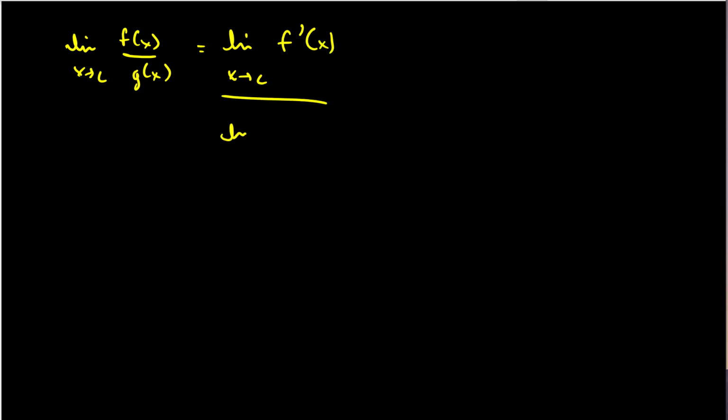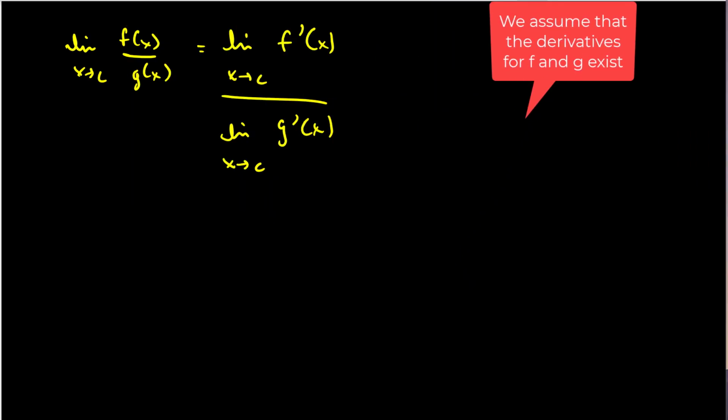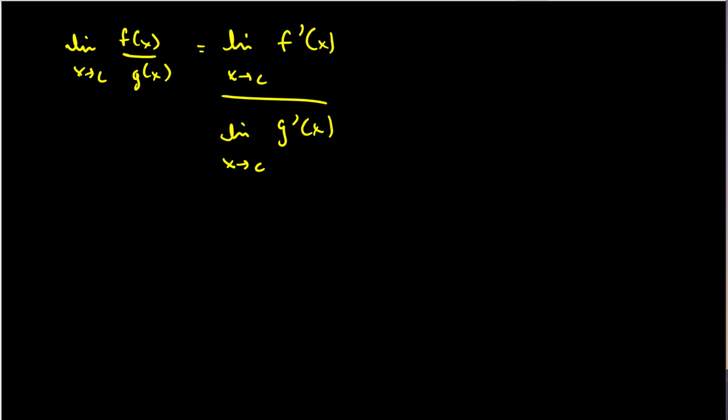So L'Hopital's rule basically tells us that if we take the limit as x tends to c of f of x over g of x, this is the same as taking the limit as x tends to c of f prime of x all over the limit as x tends to c of g prime of x. So basically it's telling us that if we're taking the limit as x tends to c of f of x over g of x and we encounter a 0 over 0 or infinity over infinity, then what we can do is take the limit as x tends to c of f prime of x all over the limit as x tends to c of g prime of x.